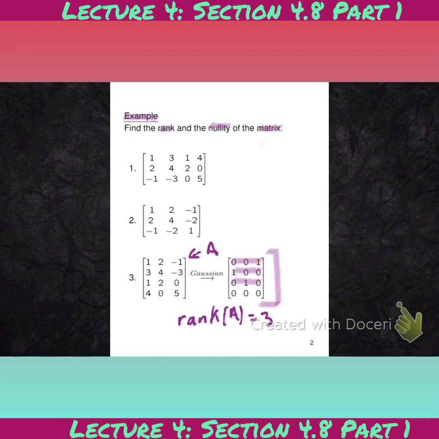We don't have to go through that whole long process. The nullity is simply, remember, the rank of A plus the nullity of A. We said that's equal to the number of columns of the matrix, which is 3. All right, so we can easily solve the nullity as the number of columns, which is 3, minus the rank of A, which is 3, which is 0. Okay.